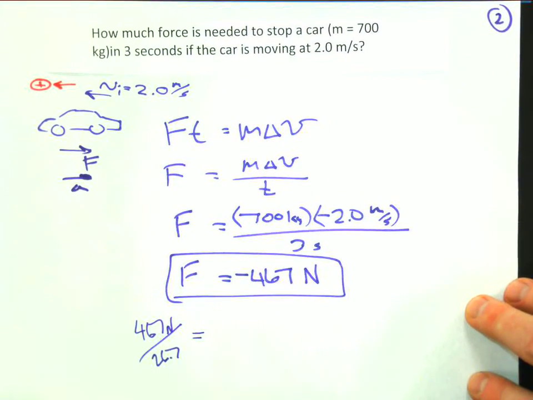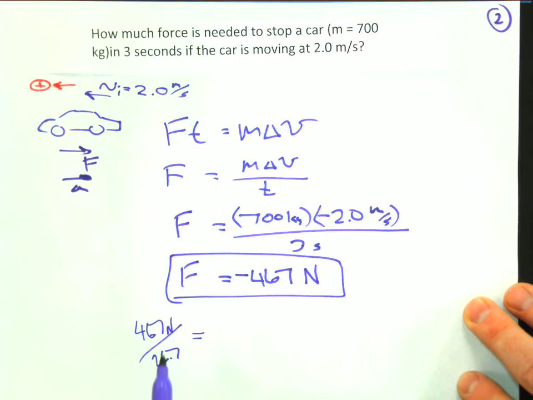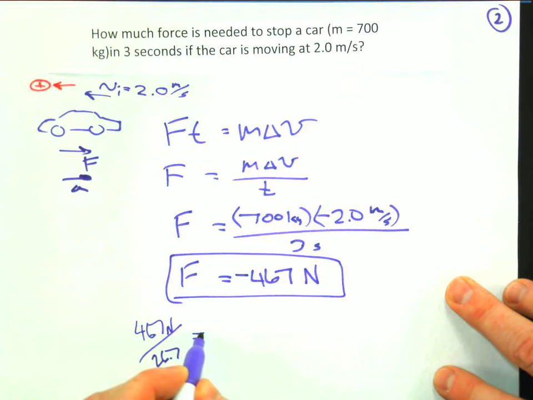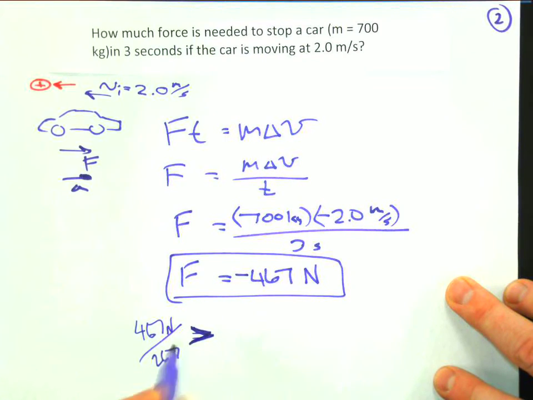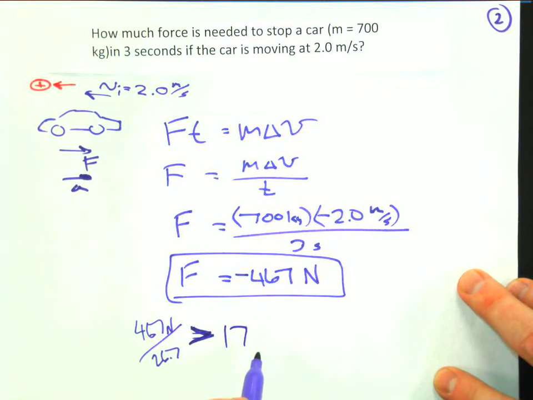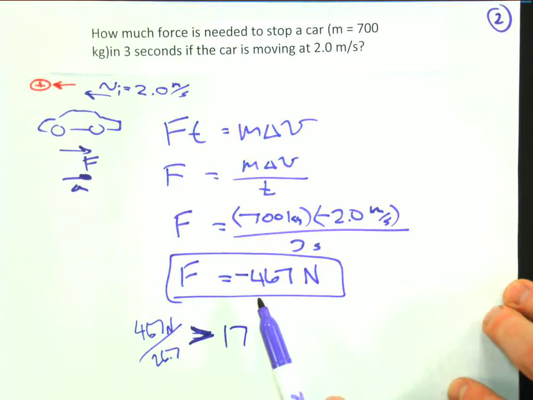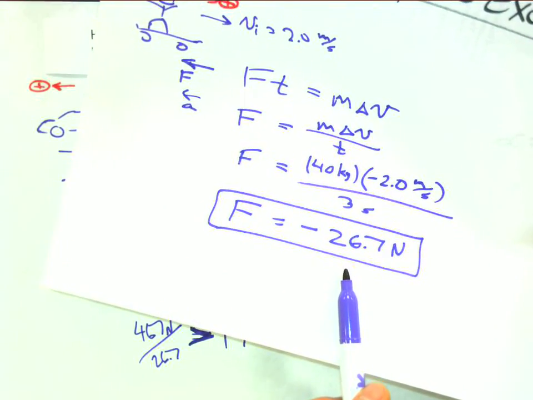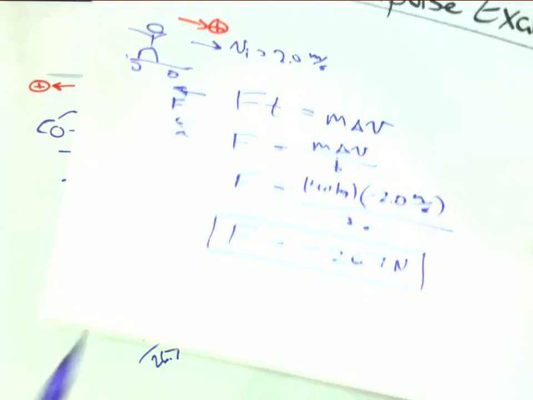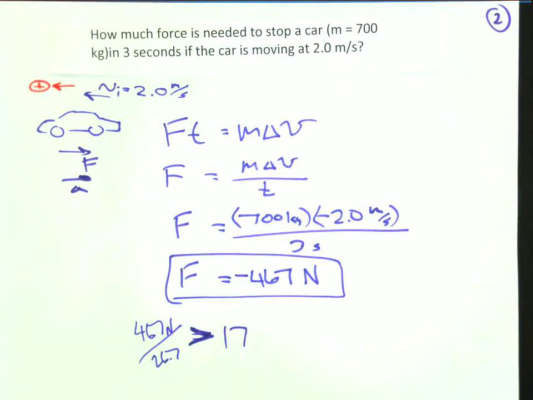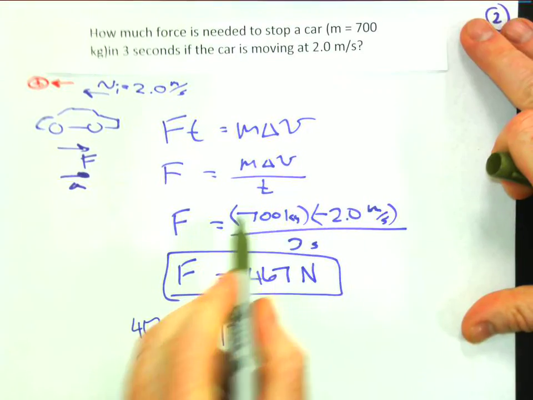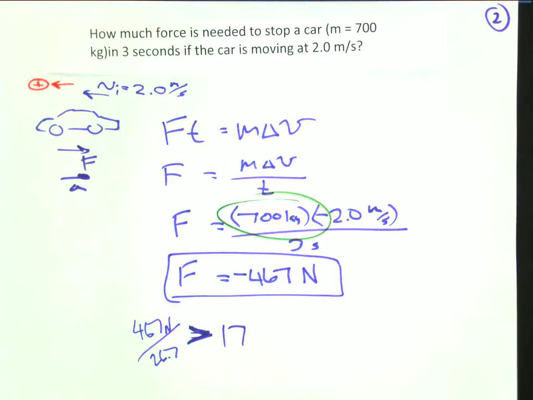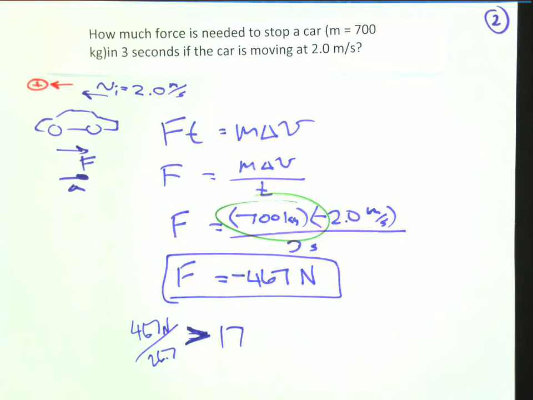Now back to this. When you compare 467 newtons divided by the 26.7, this ratio is greater than 17 times. So the force required to stop this car is over 17 times larger than the force required to stop the child. And why is that? It's real simple, and I'm sure you see it. It's the mass. The mass of the car is so much greater than the mass of the child. That's the only difference in this problem, and that's what makes it harder to stop.